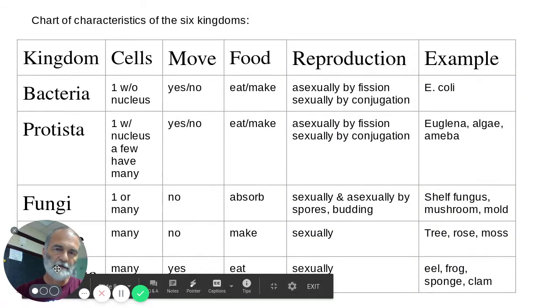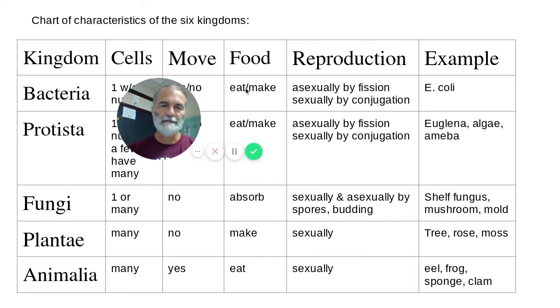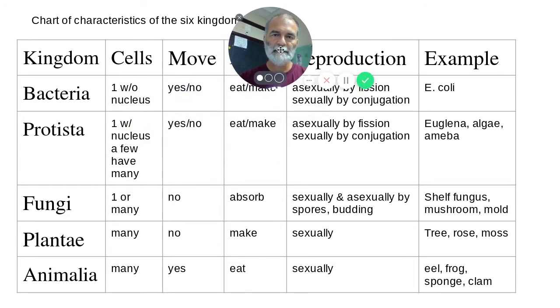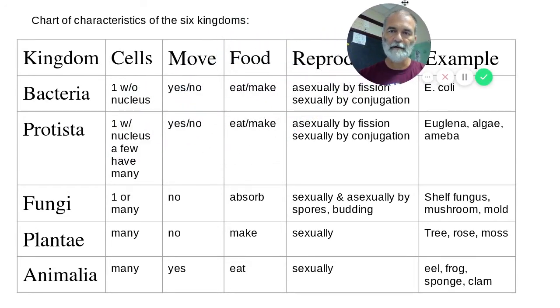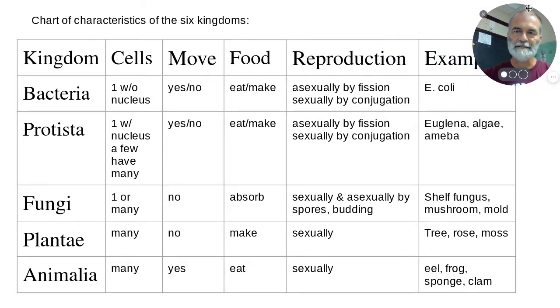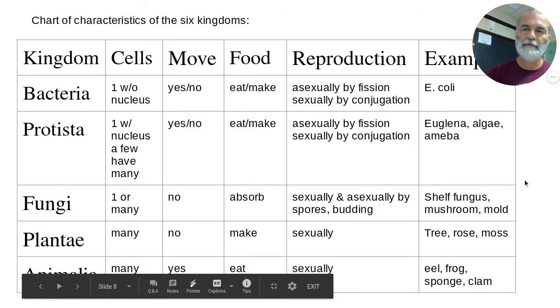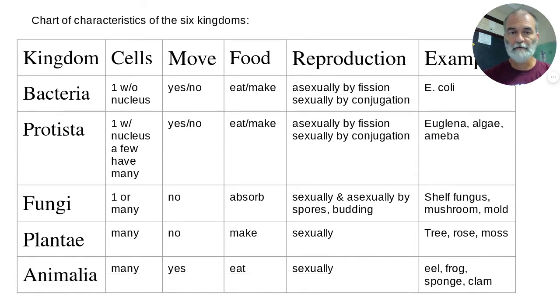So this is just kind of a general idea of what you would find in each of the 5 kingdoms. And I say 5 because the 6th kingdom is just another kingdom of bacteria, and we're not going to really count that when we talk about this, because they're very much the same in most regards. So we look at the cells, whether they have one cell, whether they have many cells, whether it's without a nucleus, that's what this WO is, or whether it's with a nucleus.